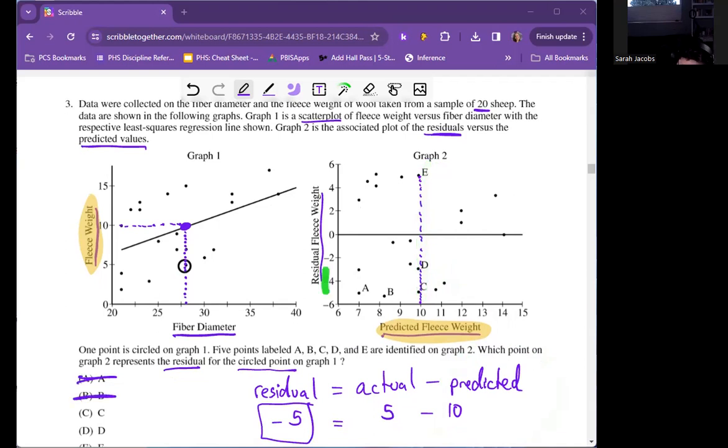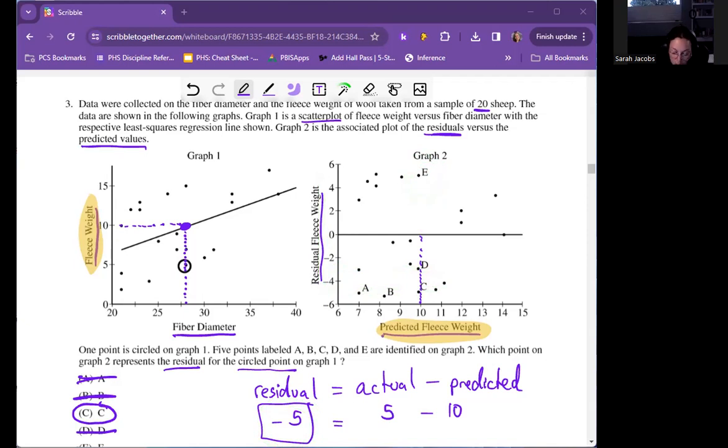Now, the residual fleece weight, we got a negative residual. So E we can knock out because its residual is positive. The residual fleece weight is up here around +5. So E is out because it shouldn't be positive. Then we got a residual of about -5. So if we find on the residual fleece weight around where -5 would be, it's definitely closer to C than to D. D has a residual of about -3, but it's definitely more than that. So the only option here really is C.